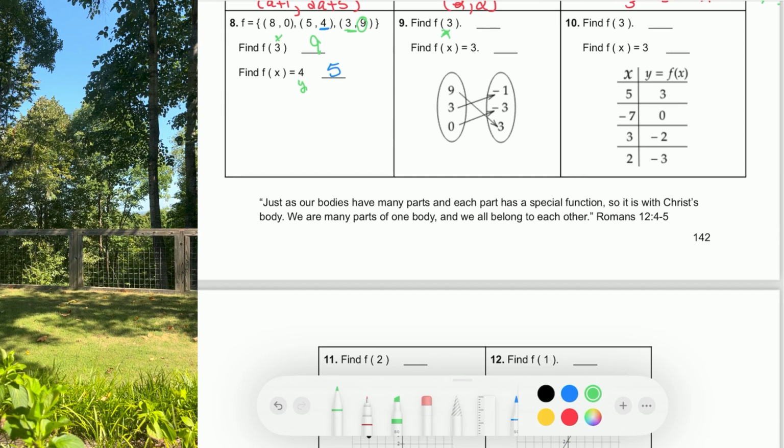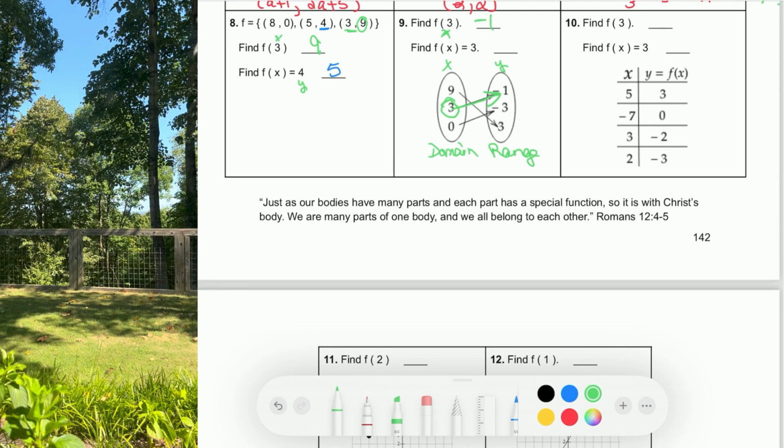Number 9. They replaced the x with a 3. So what is our y if our x is 3? Well, remember when we have our little bubbles, the first bubble is always our x, the second one is our y, because this is our domain and this is our range. So if our x is 3, what is our y? Well, our y is -1. The next one says find f of x equals 3. This time they didn't replace the x, they replaced the y. So if our y is 3, what is our x? It's 9.